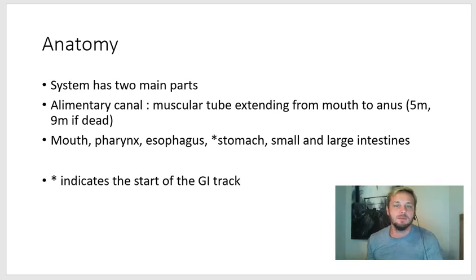So we're going to talk about the alimentary canal first. It's just this big muscular tube going from the mouth to the anus. When you're alive, it's about 5 meters long. So that's roughly 15 foot, give or take. When you're dead, it goes out to 9 meters long.